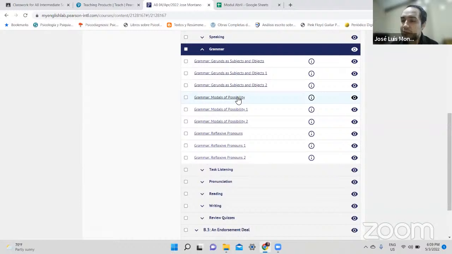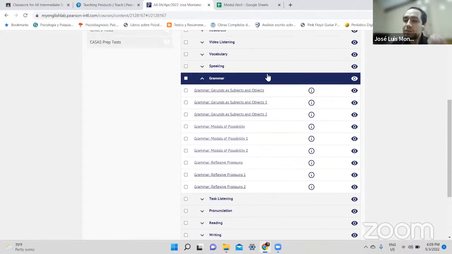Modals of possibility, right? You know that one as well. What you use to talk about possibility. And reflexive pronouns, sorry. That was interesting, right? It means myself, yourself, himself. And you have 4 ways of using that, right? If you have questions about this, please let me know, guys. Again, Paola, Larissa, and Wilson.